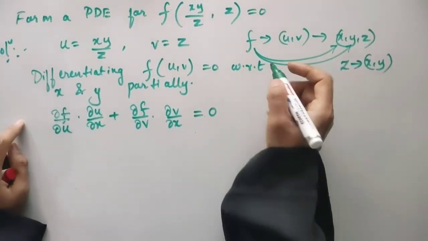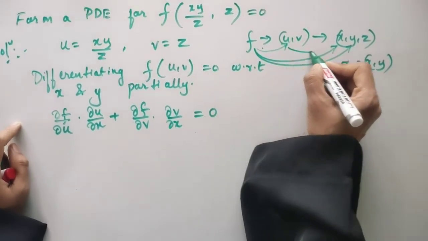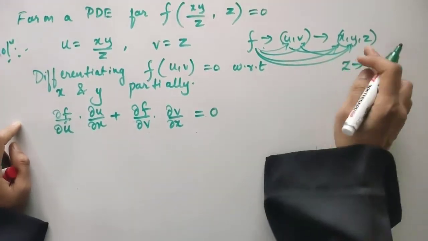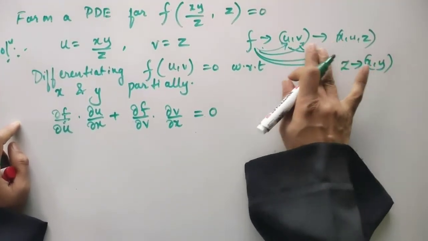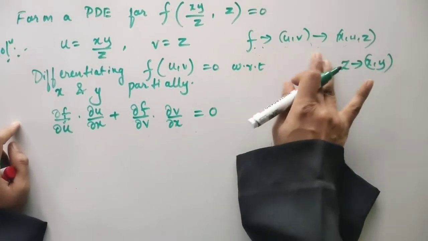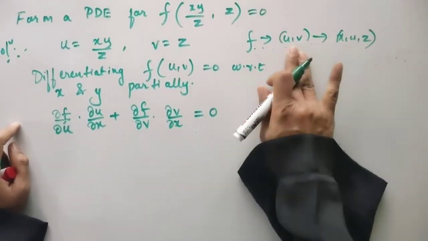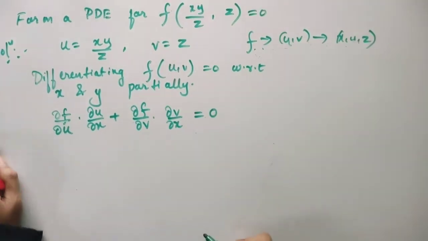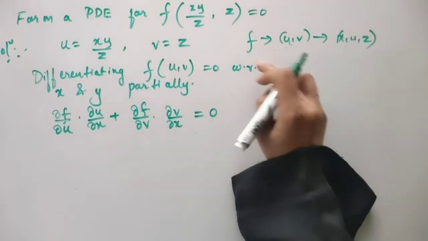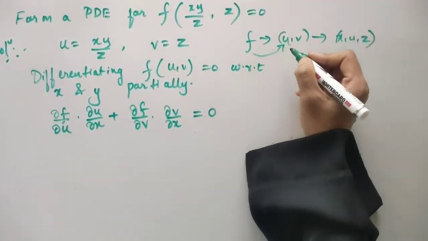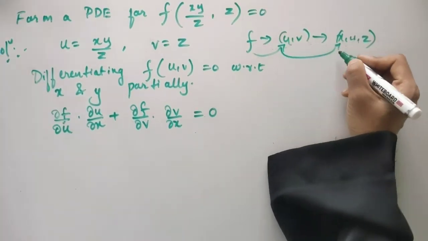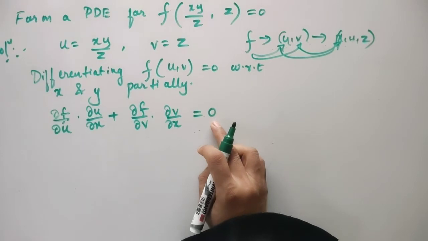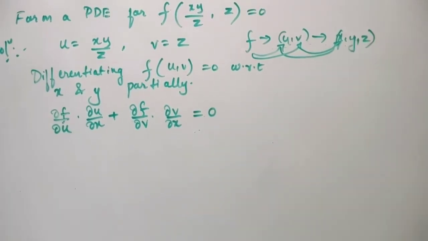Dou f by dou u into dou u by dou x, dou f by dou v into dou v by dou x. Okay, this is what you get. This thing we have already learnt in my previous semester. In your first semester, when we were learning partial differentiation, we have learned how to take the chain rule. Dou f by dou u into dou u by dou x plus dou f by dou v into dou v by dou x, that is equated to 0. Now you have to continue.